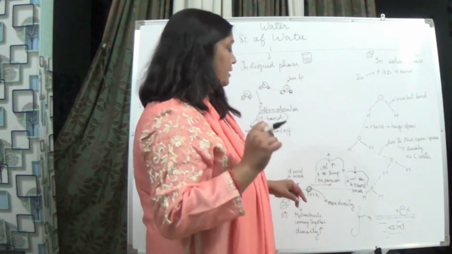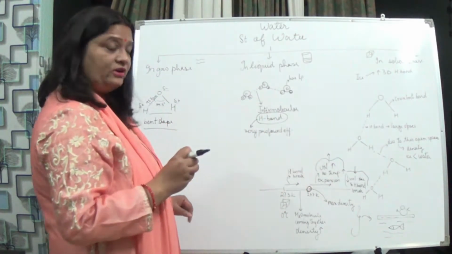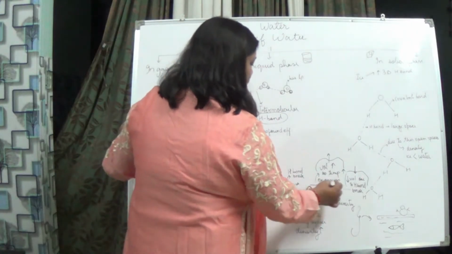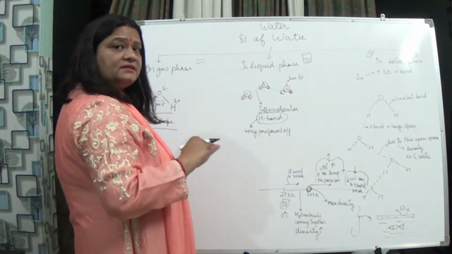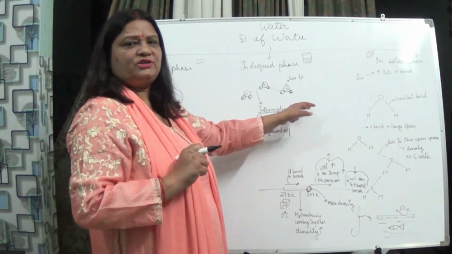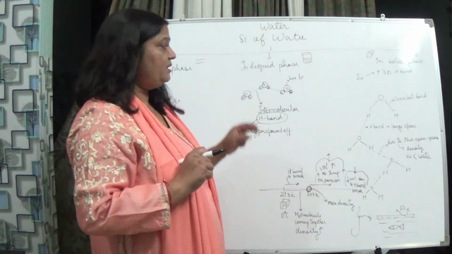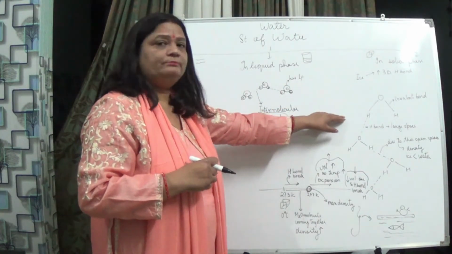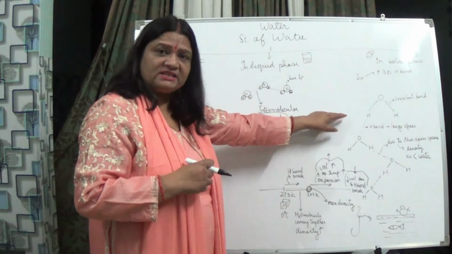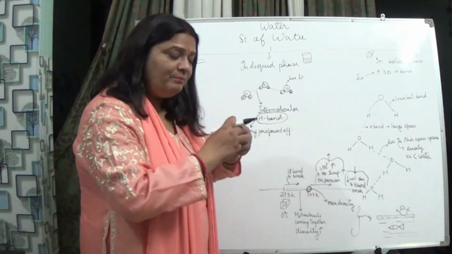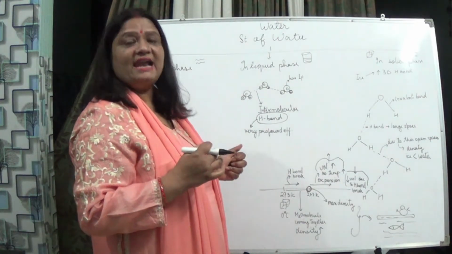Let us understand one more phenomenon. We see that ice floats at the surface of water. It is a solid, it should not float, isn't it? But here it is floating. Why? Because of this cage-like structure, the space present in this H2O structure makes its density less.